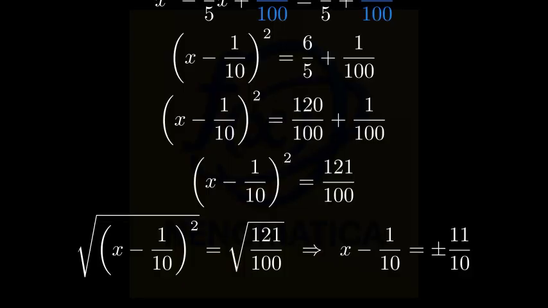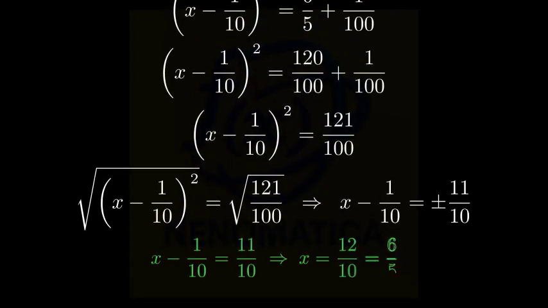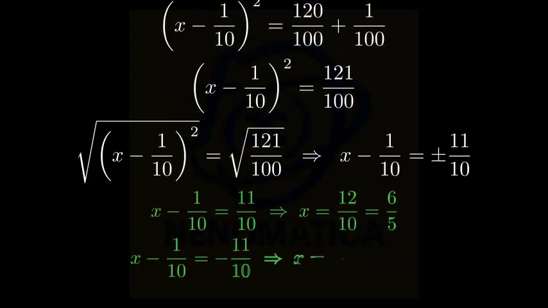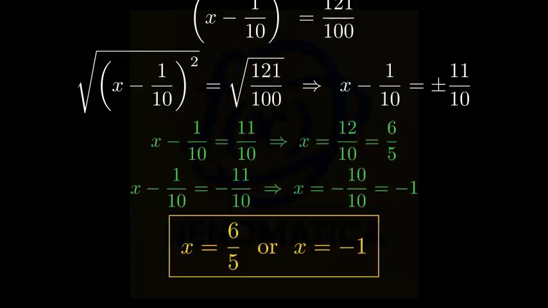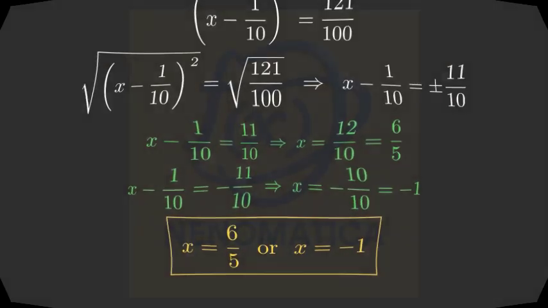Step 7. Solve the two simple linear equations. First, x minus 1/10 equals 11 over 10. So x equals 12 over 10, which simplifies to 6 over 5. Second, x minus 1/10 equals negative 11 over 10. So x equals negative 10 over 10, which is negative 1. Therefore, the solutions are x equals 6 over 5 and x equals negative 1.